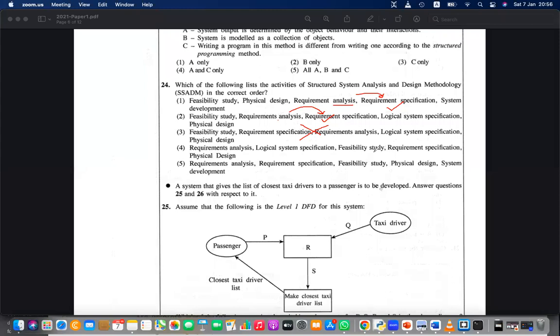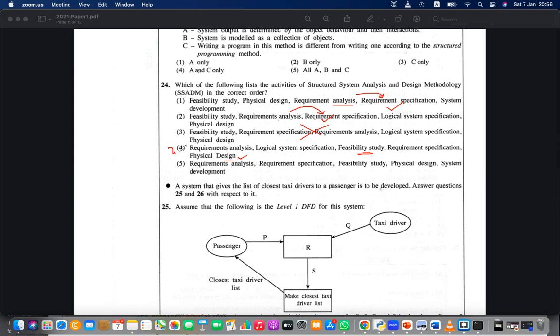So feasibility study and the requirement analysis should come closer. Requirement analysis ඇතුළේම තමයි feasibility study තියෙන්නේ. Both should come closer. Therefore, I have doubt on this answer too, but others are okay, seems. Because of this gap, requirement analysis and the feasibility study gap. Physical design at the end, that is for sure. Design comes at the last, that part is okay. System development after the physical design should come at the last, no?